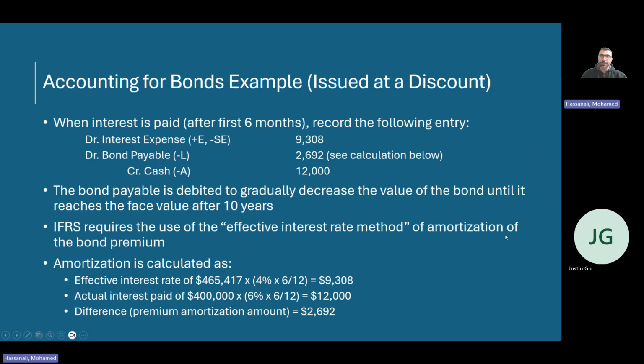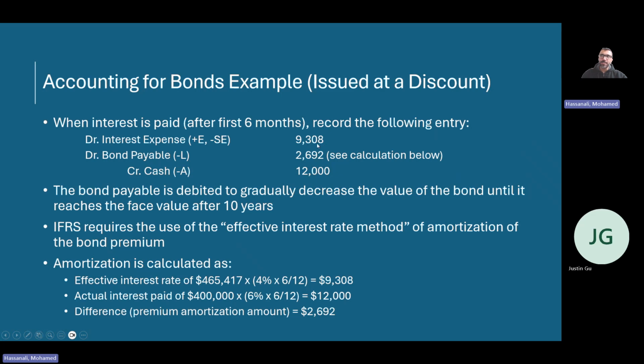So you calculate the same thing. You use the carrying value of the bond. So in this case, we start with 465,417 times the market rate times, in this case, semi-annual payments, so 6/12. You can do 1/2, gives you 9,308. But your actual cash payment was still $12,000, like it's been in every single example that we've done so far. So that's the credit cash that you've got. The actual interest expense using effective interest rate is 9,308.